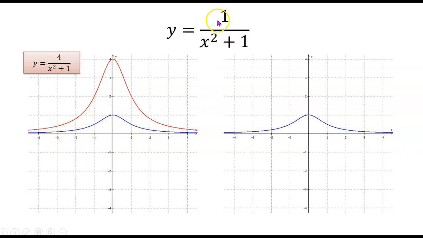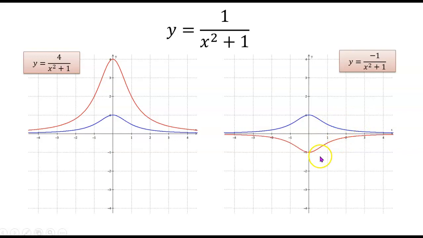And what if we took our 1 over x squared plus 1 and we multiplied by -1? We just made it negative. Like y equals -1 over x squared plus 1. What would the graph look like? Like this. It gets reflected across the x-axis, flipped upside down.